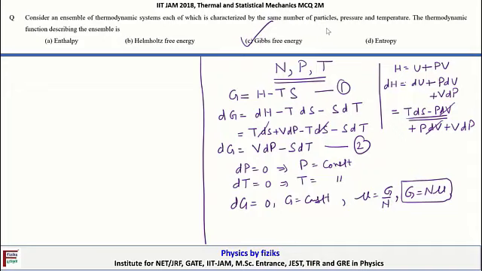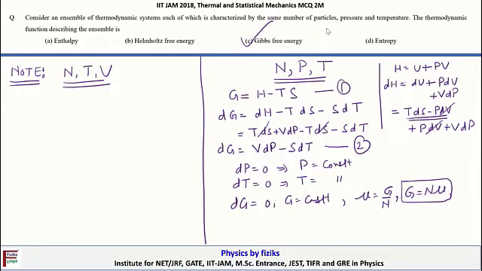Let me just extend the discussion here. Although it's not asked, it's really important to learn. In case we have a different option, for instance where the number of particles, temperature and volume are constant, then the correct option would be option B here.